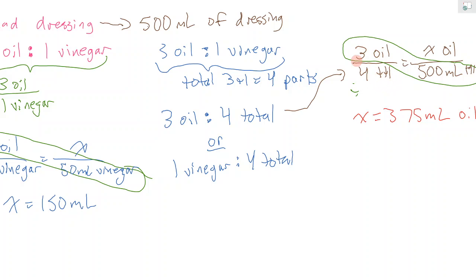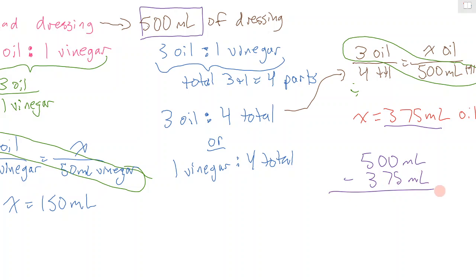Now the last step, we could set up this proportion again, 1 part vinegar to 4 parts total, but there's actually an easier way. We know there's 500 mils total. We've used up 375, so vinegar is obviously going to be everything else. So we can just use our power of subtraction to figure out how much vinegar we need. And sure enough, when you subtract, it's 125 milliliters of vinegar.